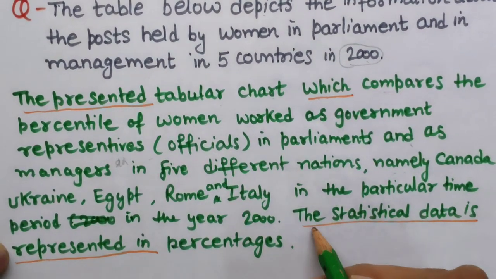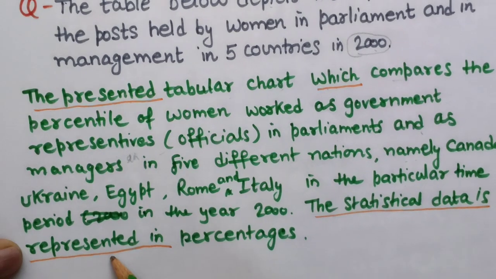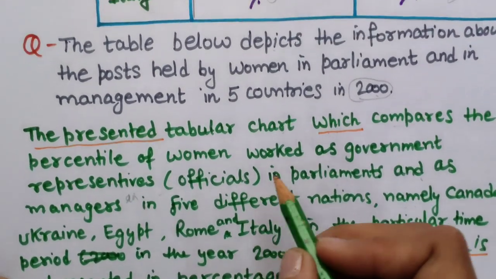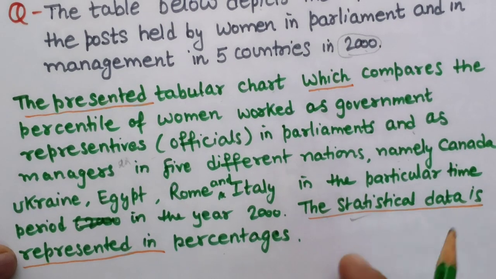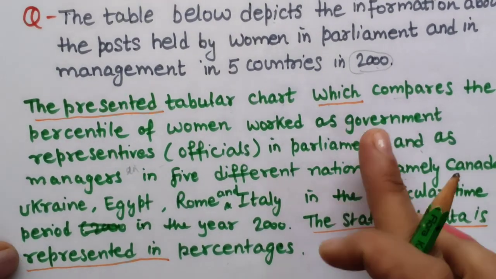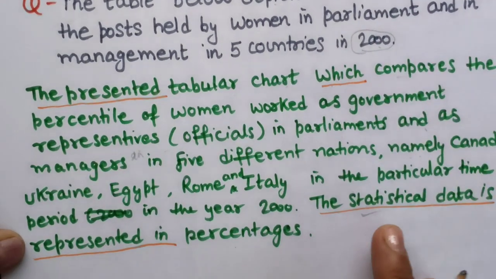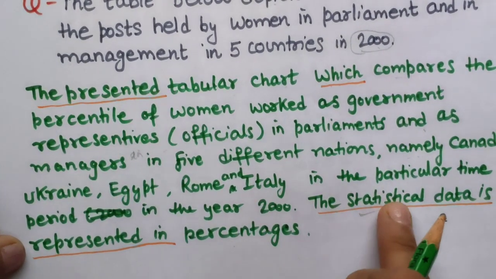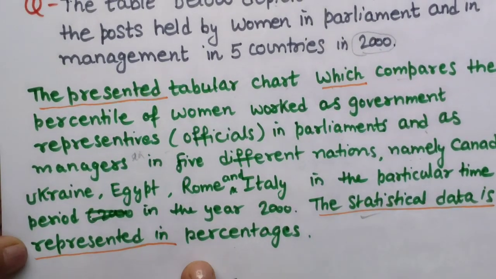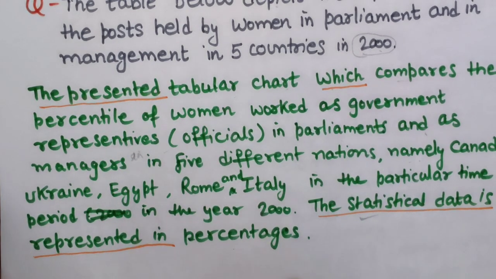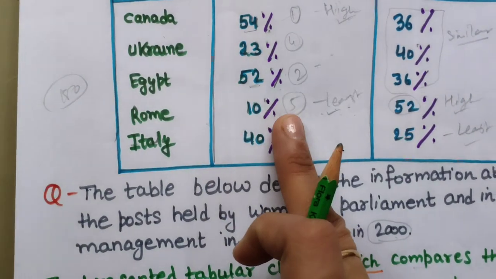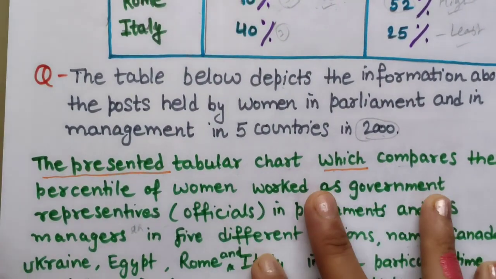Okay, the last line: the statistical data is represented in percentages. Already we have given this information, but still we have written this in passive voice. Got it? First, paraphrasing of the question statement, and then this last line. Statistical data is presented in percentages or kgs or kwds, whatever they have given, you can just write it. Now this is the introduction.